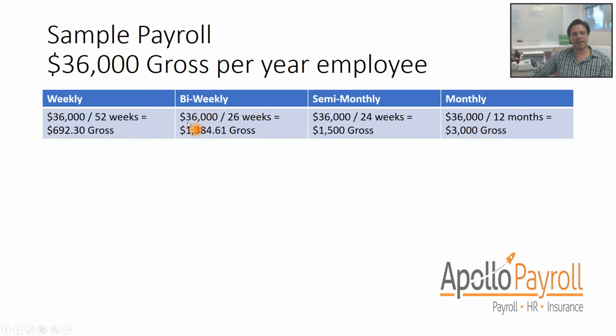Showing on a bi-weekly, it's $36,000 per year divided by 26 weeks. That comes out to $1,384.61 gross. Semi-monthly would be $36,000 per year divided by 24, and that's $1,500 gross. Finally, monthly is $36,000 per year divided by 12 months, and that's $3,000 gross.